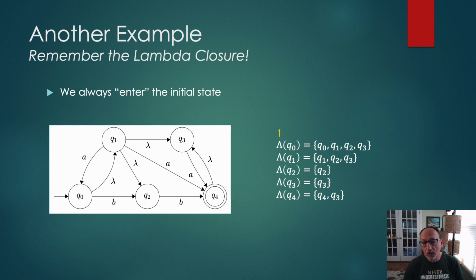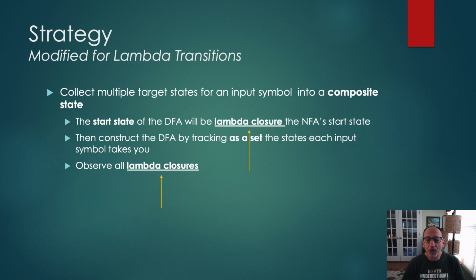We might as well look at all the other states and see what they might have for free rides. Well, for Q1, we can reach Q2 and Q3 with lambda transitions. So that gives us that. There are no lambda transitions coming out of Q2 or Q3, but Q4 has that free ride back to Q3. So whenever we enter Q0, Q1, or Q4, we will always be taking along for the ride those extra states. And our initial state is going to be the lambda closure of Q0. So that is how we're going to begin the process.